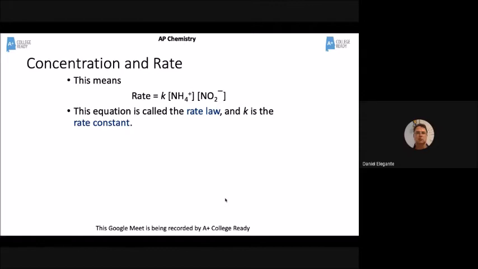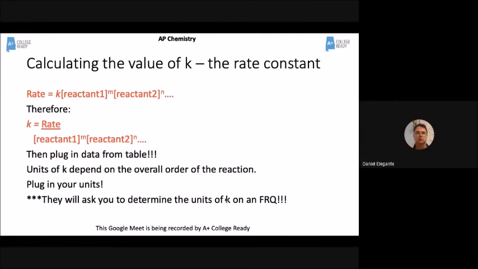All right, so what that means is we've written the rate law. I didn't put the ones in because it's understood to be 1. K is the rate constant. So how do we find the rate constant? We pick something from the table and we plug it into the rate law and we solve for K. So let's see what that looks like.